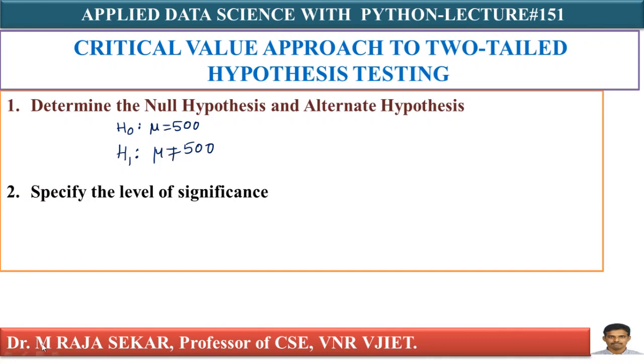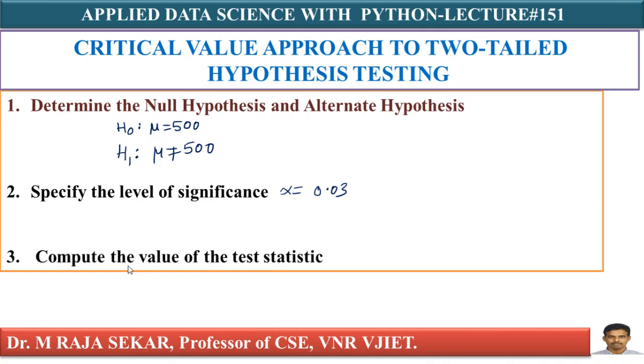What is our level of significance? In the question itself it's given, alpha equal to 0.03, isn't it? How can I compute the value of the statistic? We already calculated it. I think we have got 2.74, isn't it?